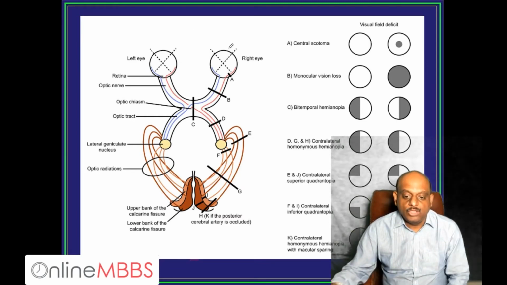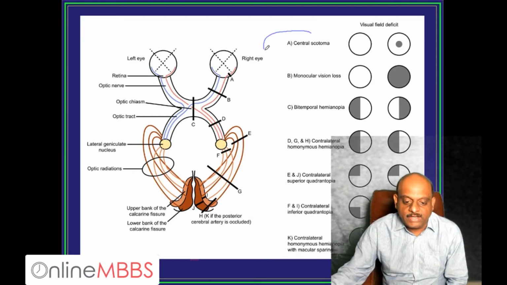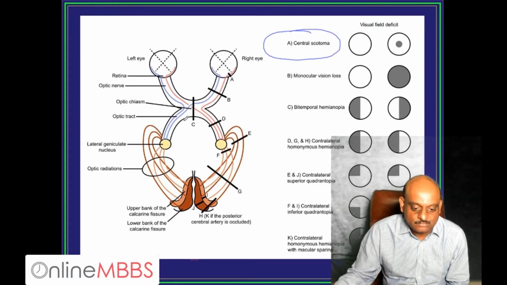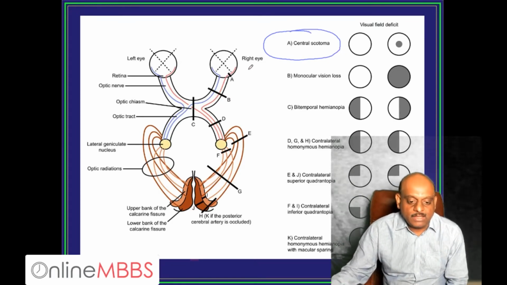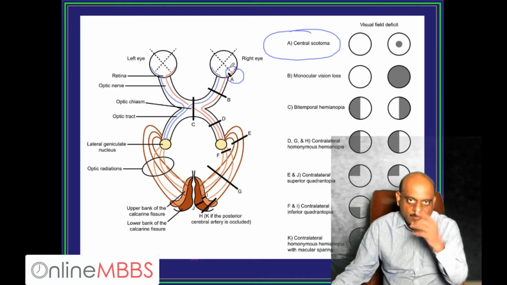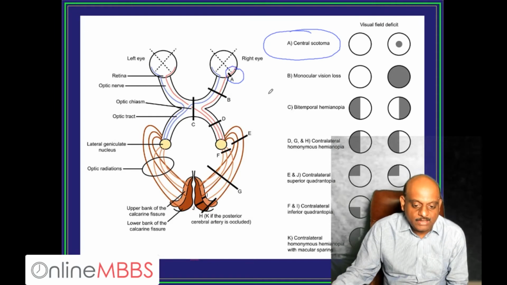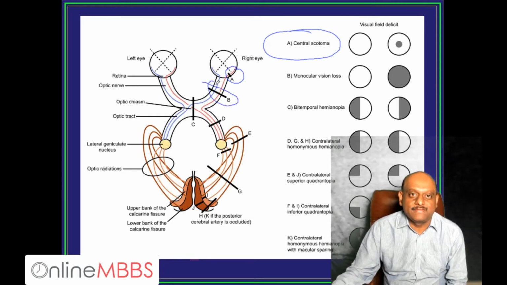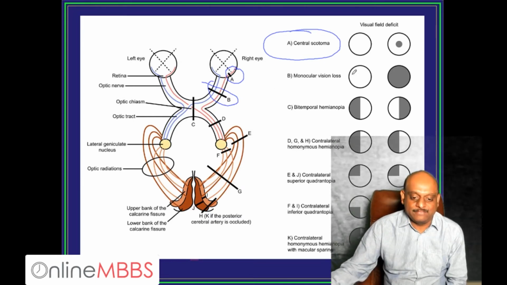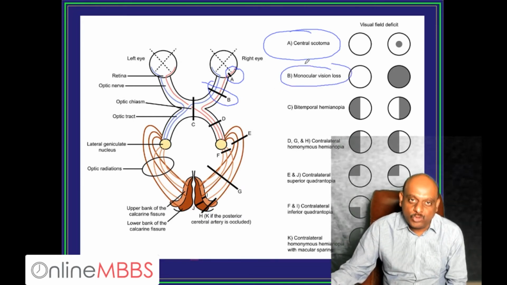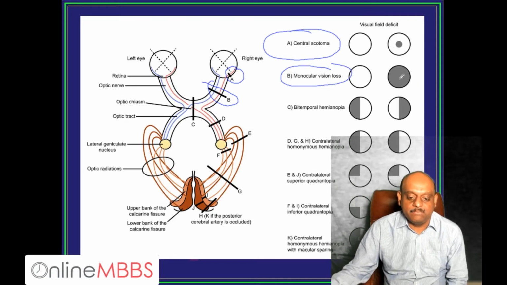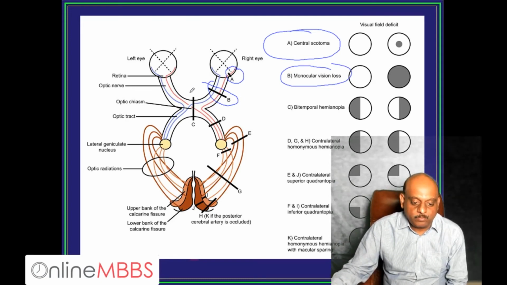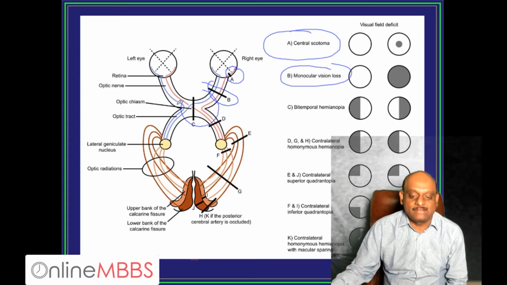Now, you have a central scotoma. Central scotoma, if there is any lesion which is happening in the retina. Then, if the optic nerve is totally cut off, then what do you have? You have a monocular vision loss, one eye blocked. If the optic chiasma is affected, then you get bitemporal hemianopia.